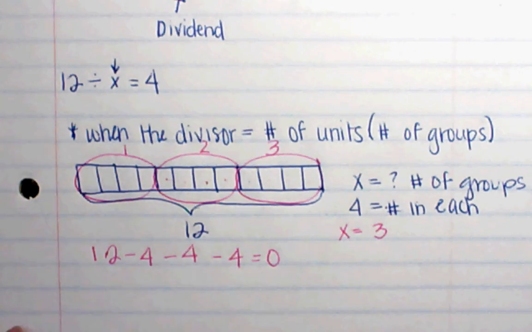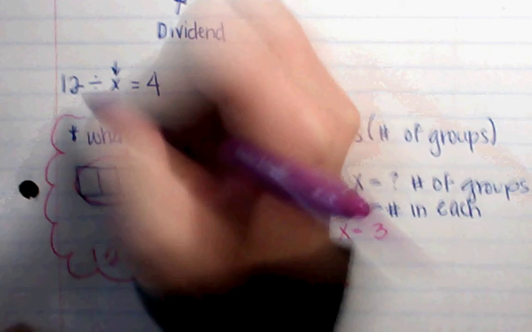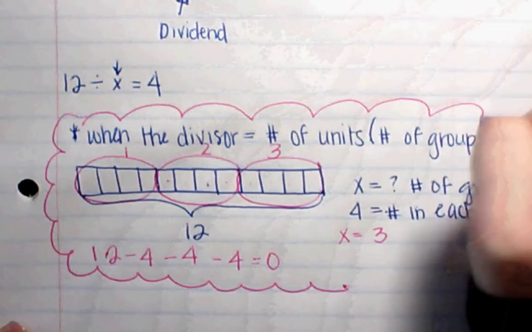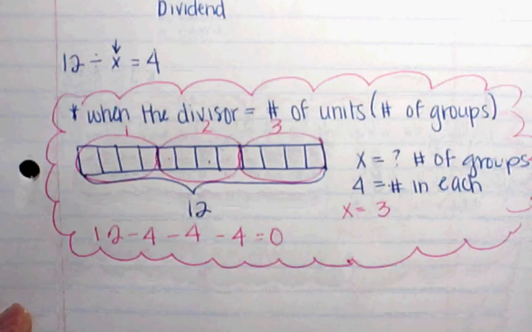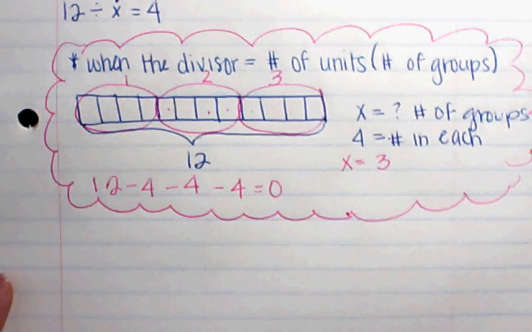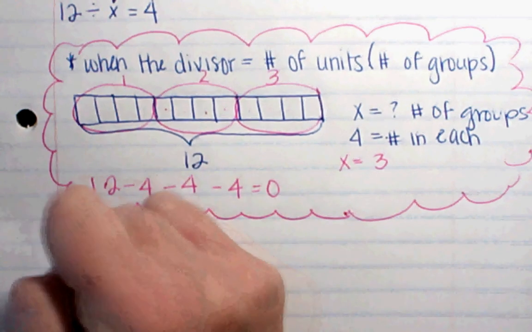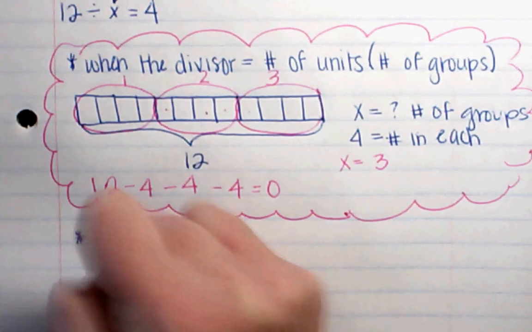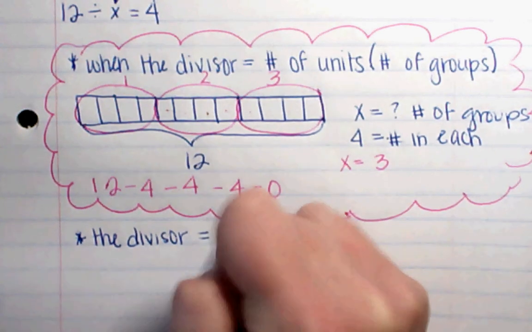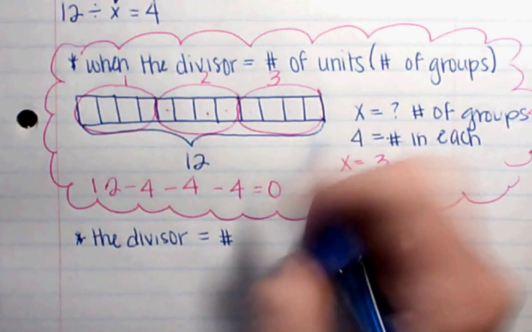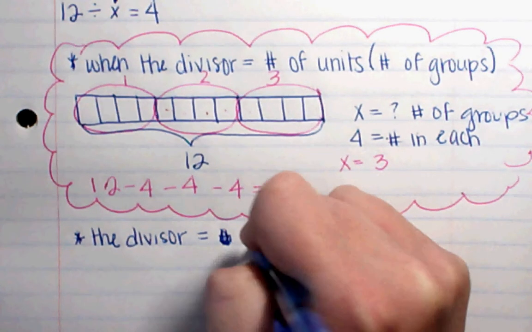So that's one way. So that's when the divisor is the number of groups, and you don't know how many groups you have. Now, what if, using the same problem, I'm going to switch it. Now the divisor equals number, size of the unit.